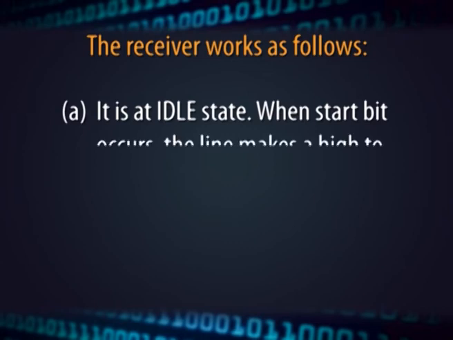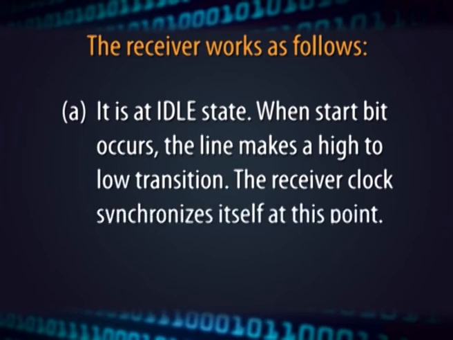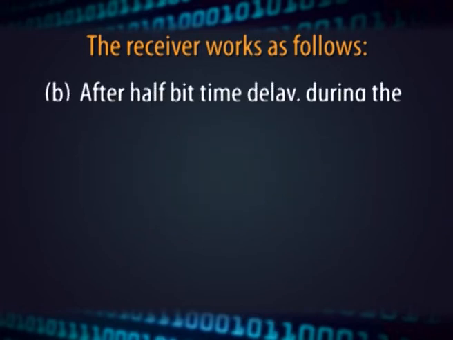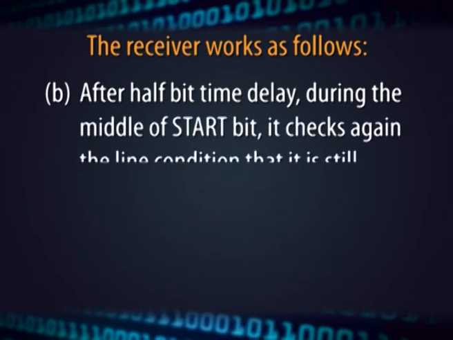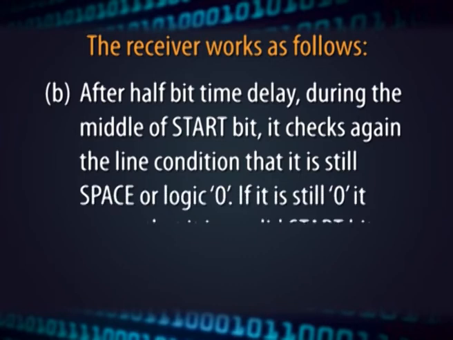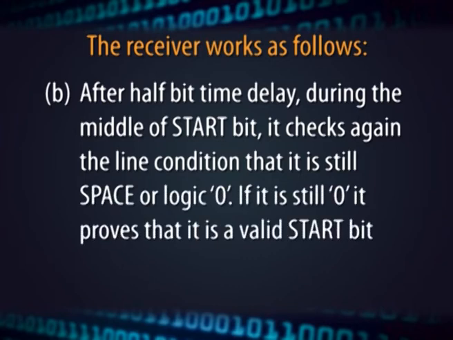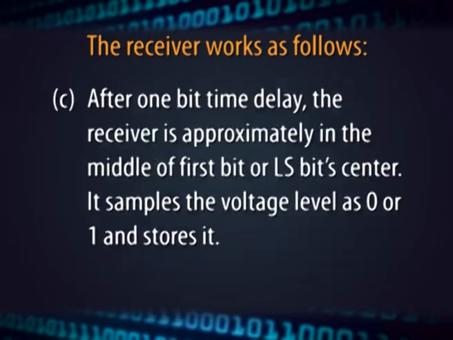A. It is in the idle state. When the start bit occurs, the line makes a high to low transition. The receiver clock synchronizes itself at this point. B. After a half bit time delay, during the middle of the start bit, it checks again the line condition, that is, whether it is still space or logic 0. If it is still 0, it proves that it is a valid start bit and not a spurious low level pulse on the line.